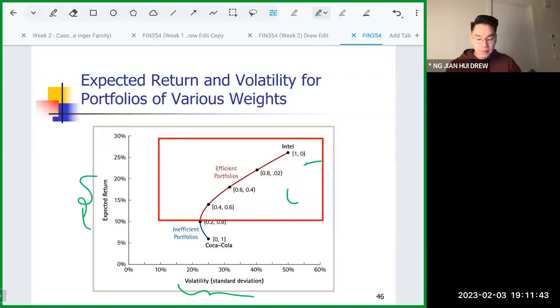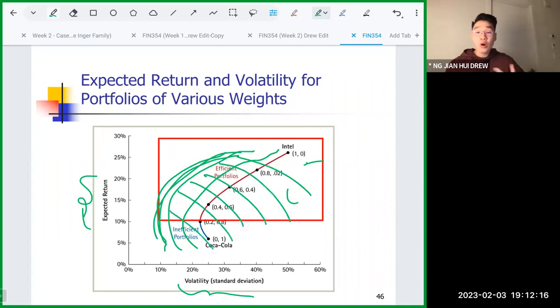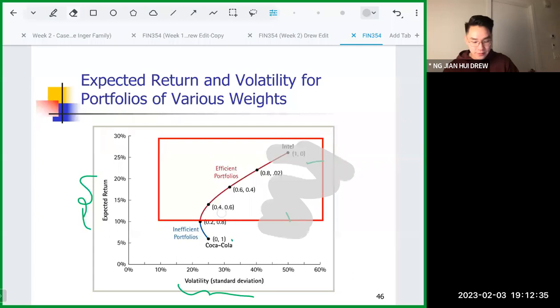Why is it a frontier? This is a portfolio of Intel and Coca-Cola. It can be three stocks, maybe Intel, Coca-Cola, and Amazon. When you add more and more stocks, the frontier will keep moving like this until you have diversified all your unsystematic risks. Then you'll just stop, and this will be the frontier. The area under here is all the various combinations of portfolios, and the tip of these combinations is the frontier. That's why it's called the frontier.